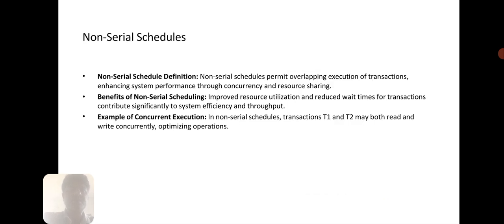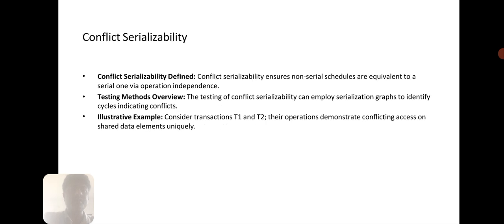A non-serial schedule permits overlapping execution of transactions, enhancing system performance through concurrency and resource sharing. The benefits of non-serial scheduling are improved resource utilization and reduced wait times for transactions, contributing significantly to system efficiency and throughput. An example of concurrent execution in non-serial schedules: transactions T1 and T2 may both read and write concurrently, interleaving the operations.